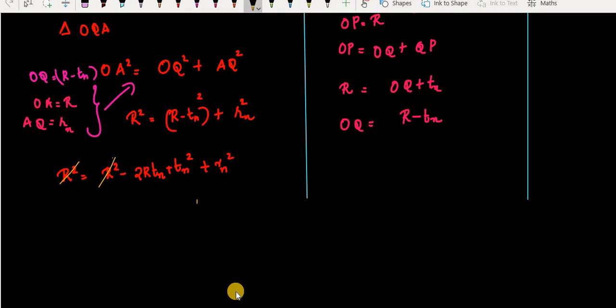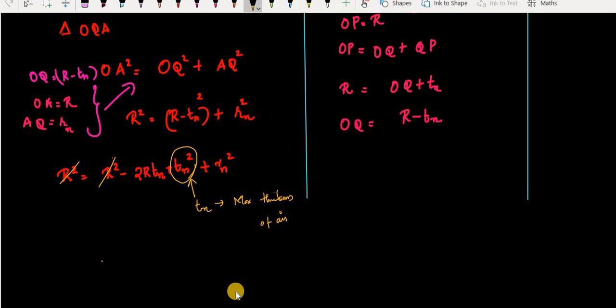This Tn is the maximum thickness of the air film. As you already saw in the air wedge experiment, the thickness is a very small value. You have already calculated it, which is a very small value. So when we are squaring this quantity, it is again a very small value. So we can simply ignore this term because it is a very small value.